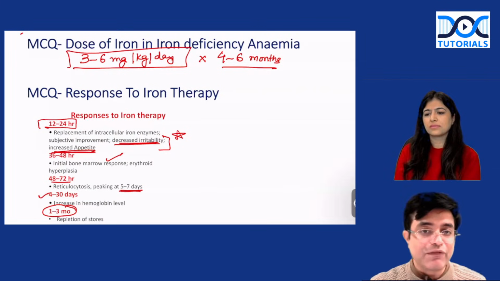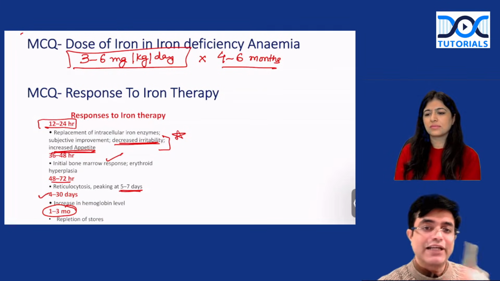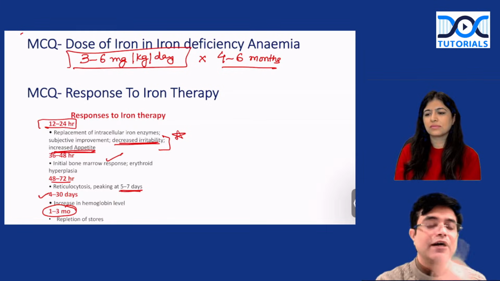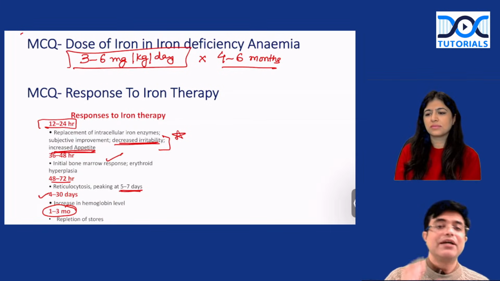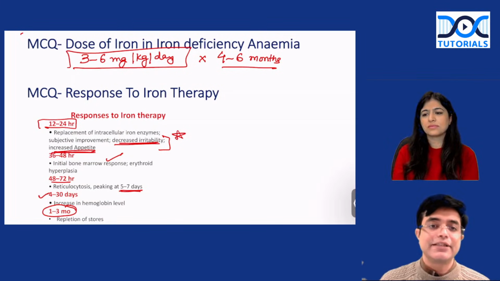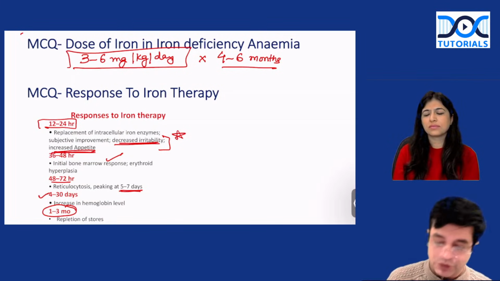What if you can't remember everything? Remember, subjective symptoms appear earlier compared to improvement in hemoglobin. Improvement in hemoglobin generally occurs after subjective improvement. This is what you need to know.